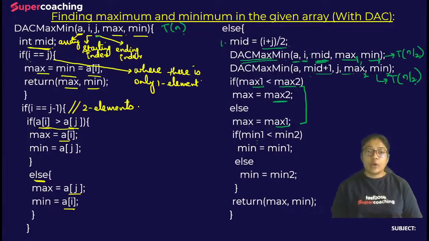Okay, so can you tell me that what will be the recurrence relation here? We have already got the termination conditions. We have determined the termination conditions.